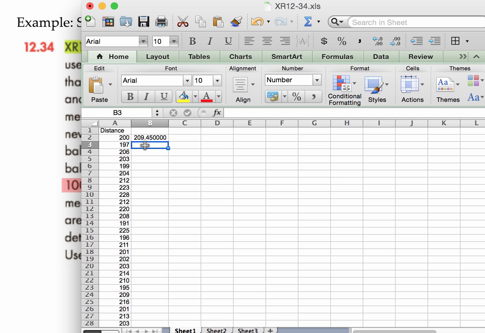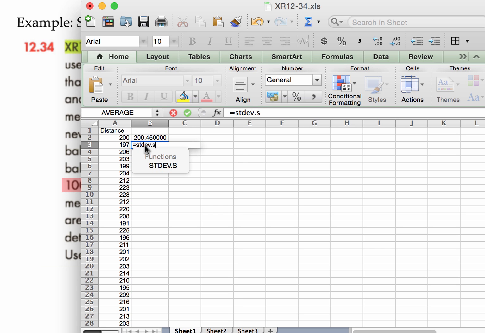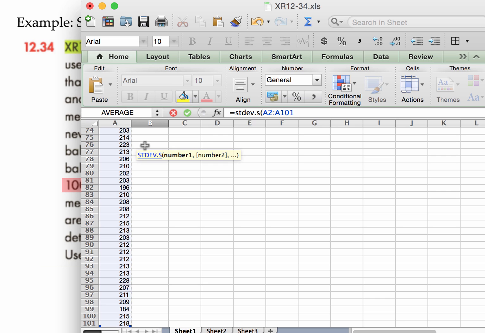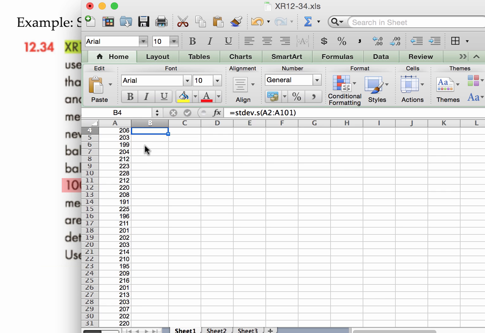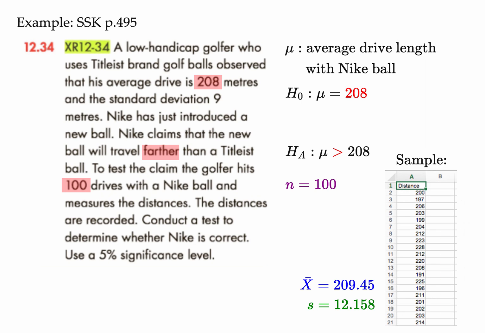And similarly, to get the standard deviation, equals STDEV.S of this range of observations as well. Okay, and that gives us the 12.15, etc., that's being reported there as the standard deviation. Alright, so that's where those statistics have come from right there.